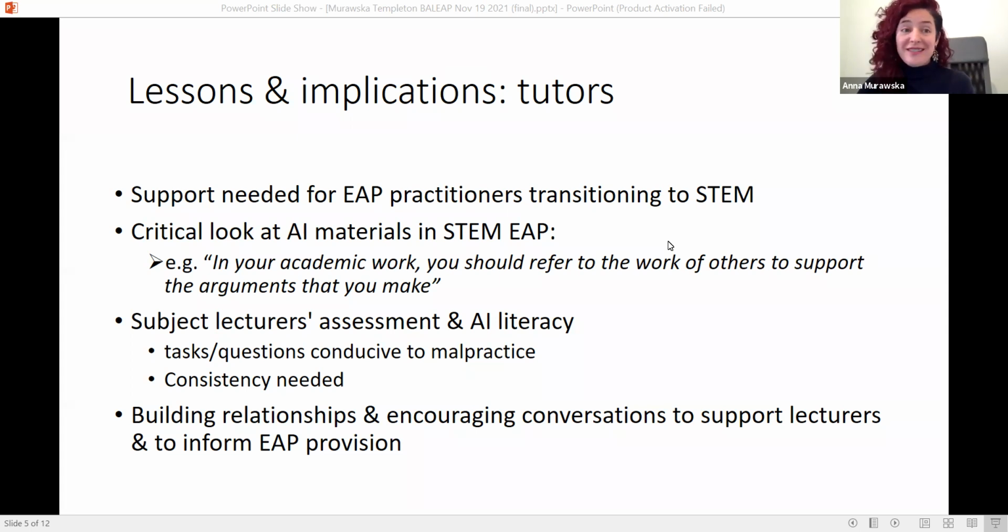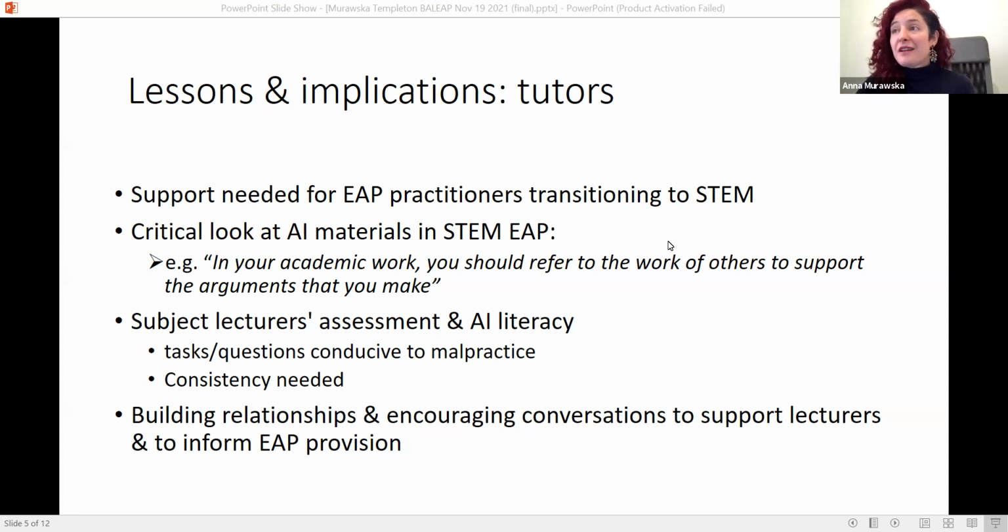For example, this is something very timely. I found this on my own slides this week. And I'm sure you will recognize it, a very typical phrase we say: in your academic work, you must refer to the work of others to support your arguments. But I think if I were to teach this lesson again, I would say, in your academic and professional work, you must refer to the work of others to support your arguments or solutions to problems. So trying to adapt this discourse a little bit and make it more linked to professionalism.